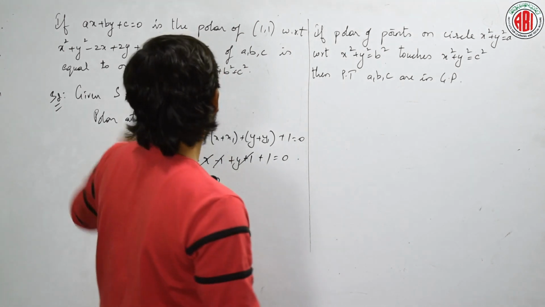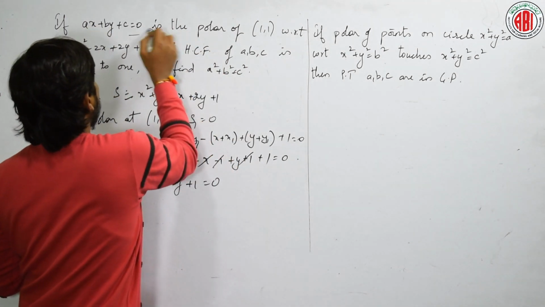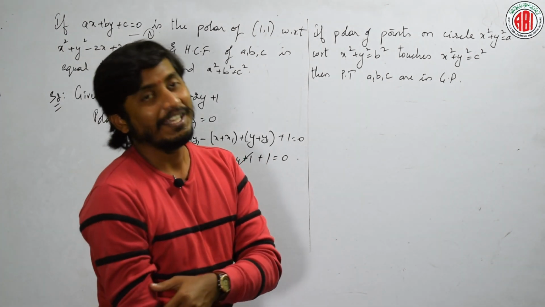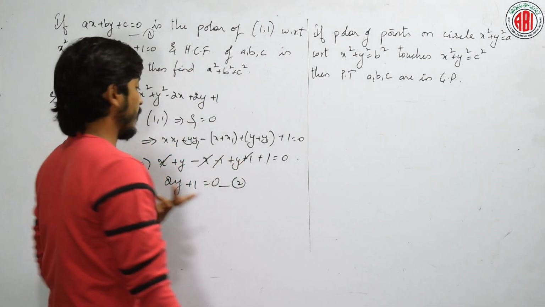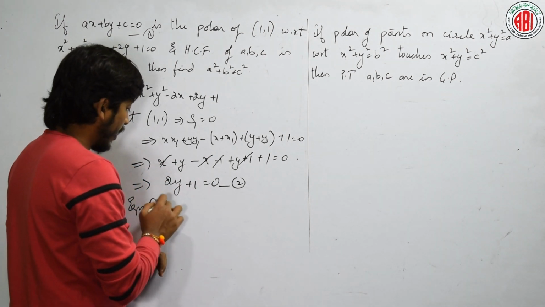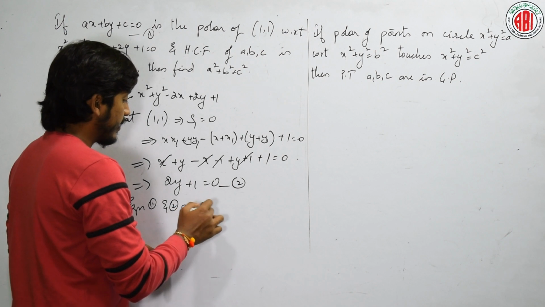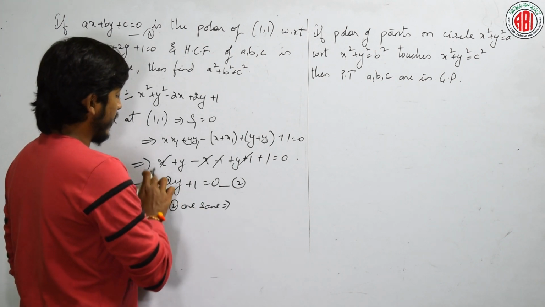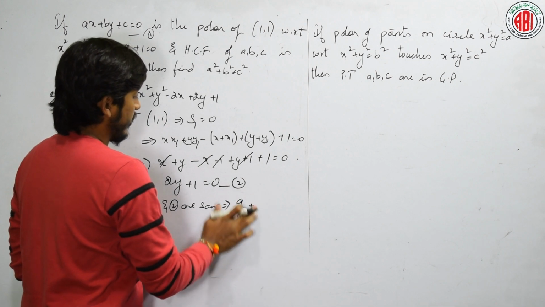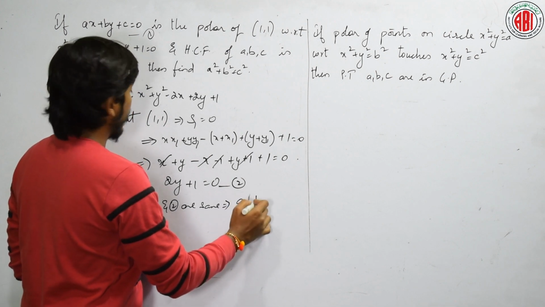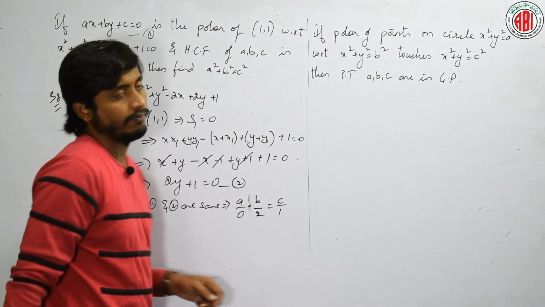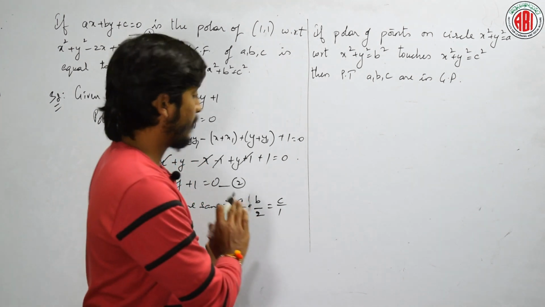He gave the equation of the polar as ax plus by plus c equal to 0. Let us take it as equation 1 and this as equation 2. So, what is the next thing? We know that equations 1 and 2 represent the same line. So, equations 1 and 2 are same. Then we can write a by 0 is equal to b by 2, that is equal to c by 1. Clear?